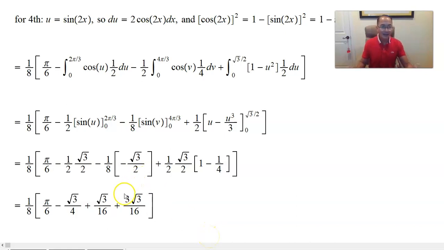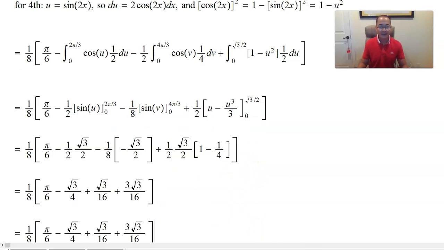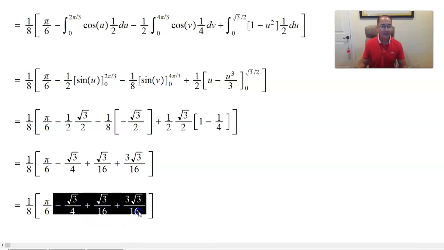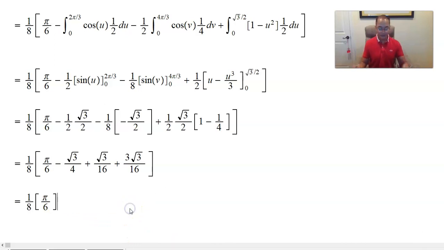Ooh, check it out. So now we have 3 plus 1, 4/16. That is 1/4 radical 3. We have a minus 1/4 radical 3. Awesomeness. So now all that remains is the pi/6. Woohoo! So our final answer is pi/48.